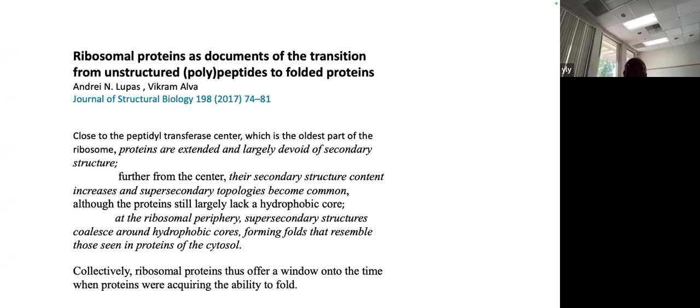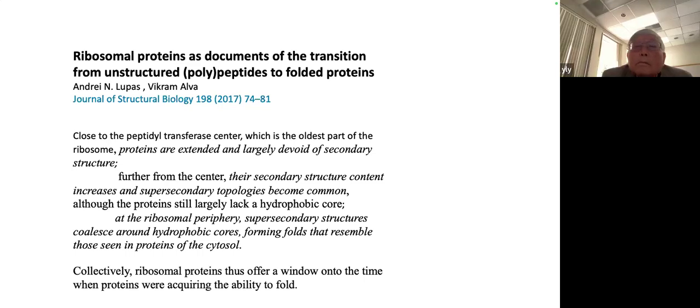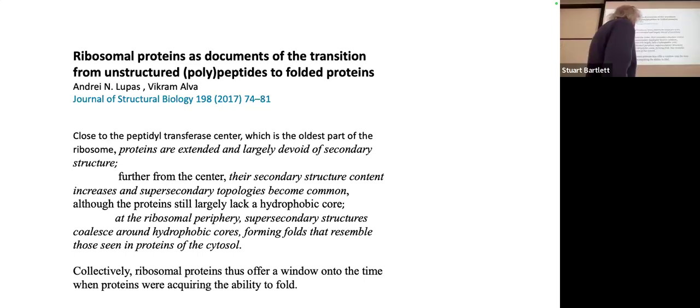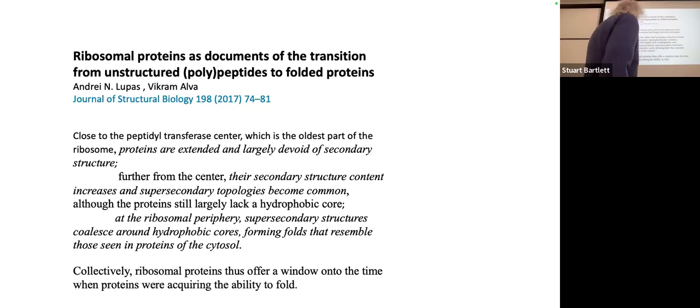At the ribosomal periphery, supersecondary structures coalesce around hydrophobic cores, forming folds that resemble those seen in the proteins of the cytosol. Collectively, ribosomal proteins thus offer a window into the time when proteins were acquiring the ability to fold.